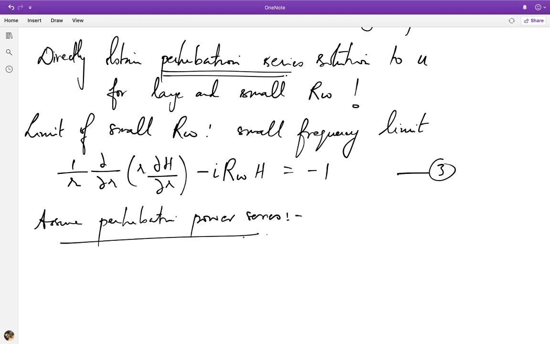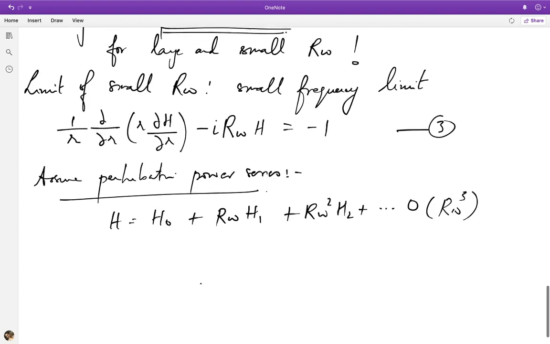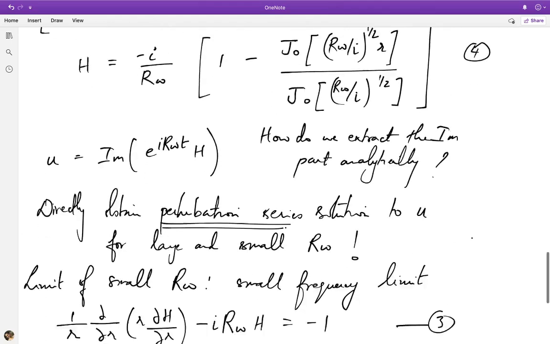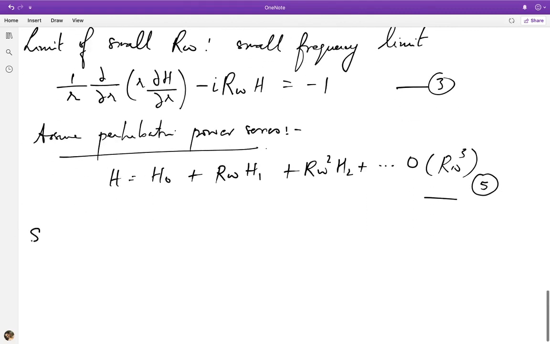Right, looking at the form of the expansion, it's reasonably clear that a good guess can be H0 plus Rw H1 plus Rw squared H2 and so on. So I'm going to drop the third order terms and higher, and let's retain only terms up to second order. So the next step, of course, so let's call this 5. Right? And I can now substitute 5 into 3 to obtain equations at each order.